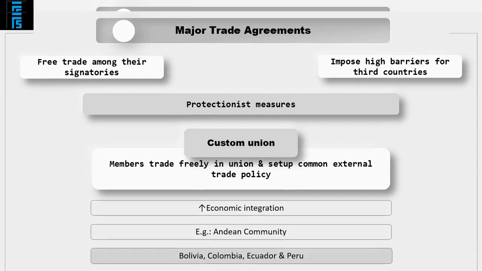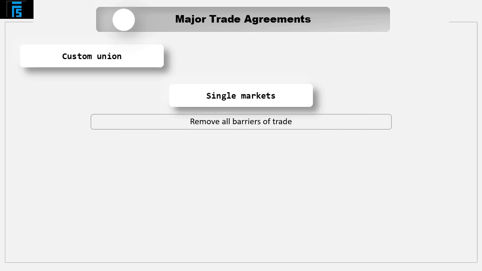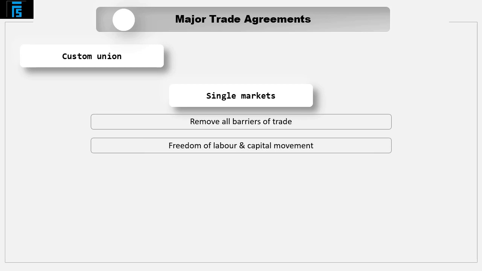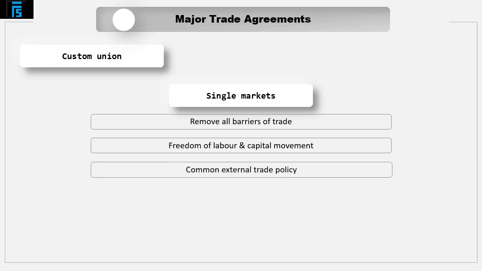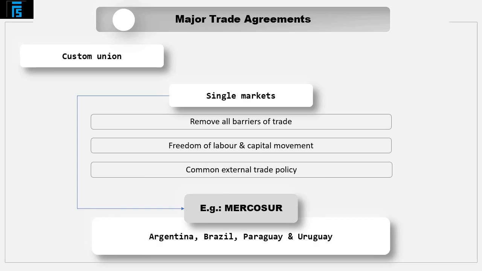and Peru. Single markets, also called economic communities, represent yet a further step in the economic integration of countries. Members of a single market remove all barriers to trade with each other in goods and services, including the freedom of movement of production factors, that is, of capital and labor. Simultaneously, the community also adopts a common external trade policy. The Mercosur, including Argentina, Brazil, Paraguay and Uruguay, is an example of a single market.